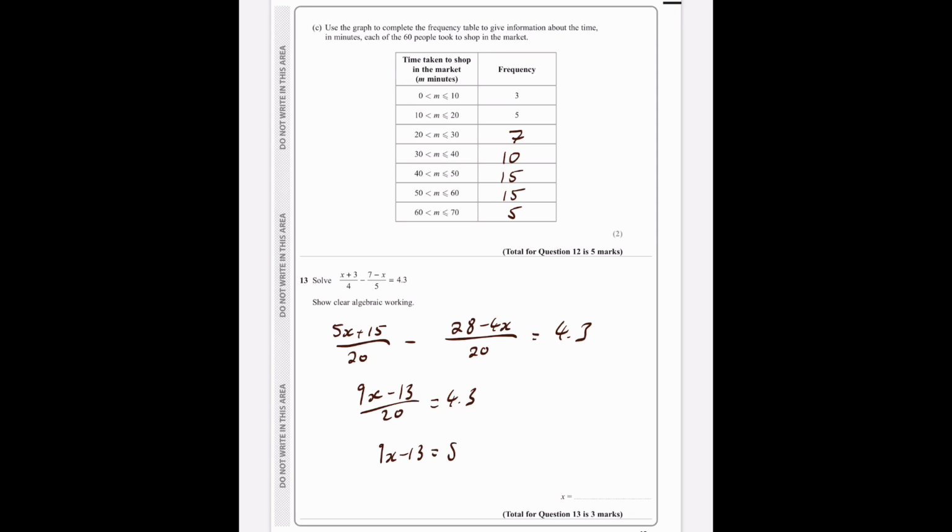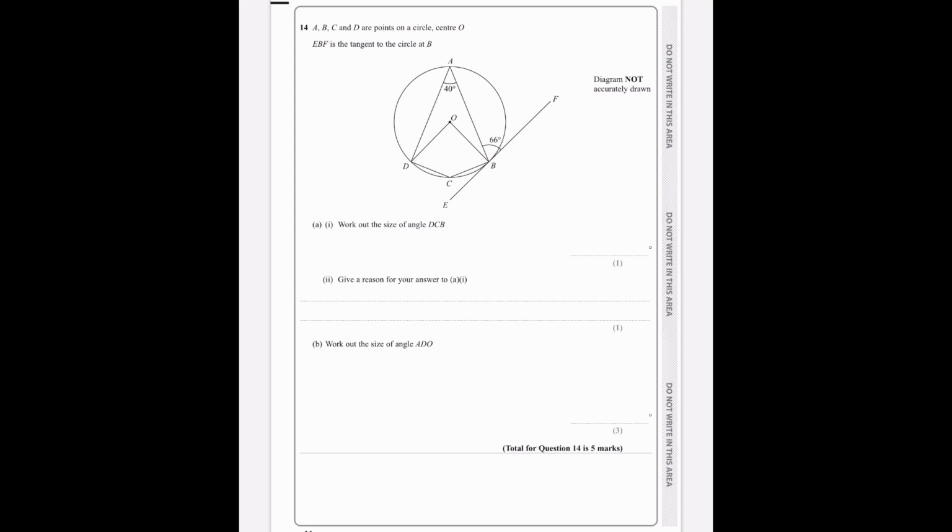Multiply both sides by 20. Add your 13 and divide by 9. And you'll get x equals 11. You must show clear algebraic working. 11 on its own doesn't score you anything.